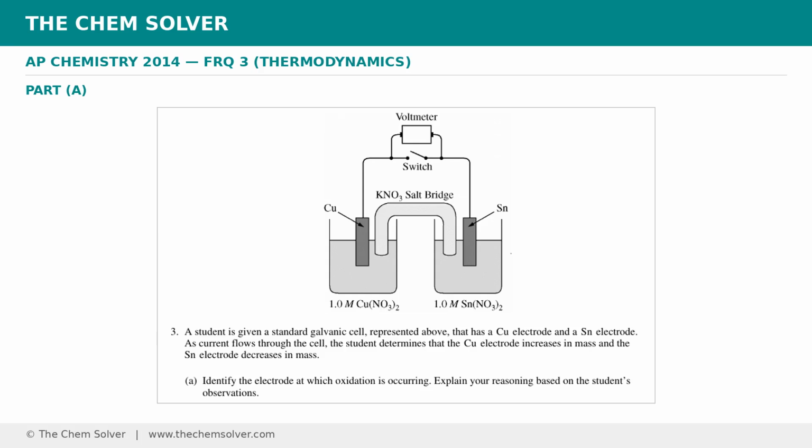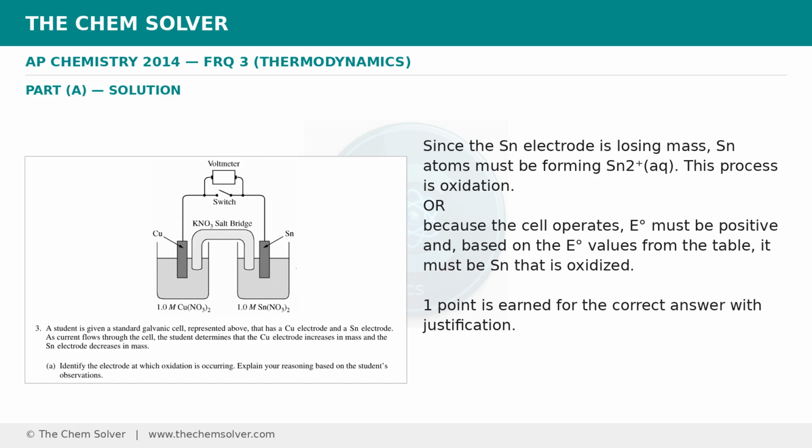Identify the electrode at which oxidation is occurring. Explain your reasoning based on the student's observations. Since the Sn electrode is losing mass, Sn atoms must be forming Sn2+.